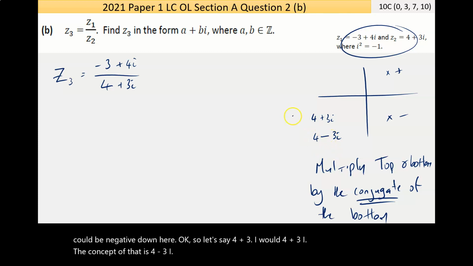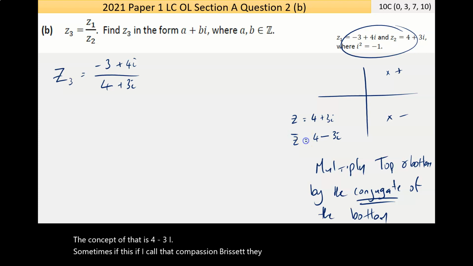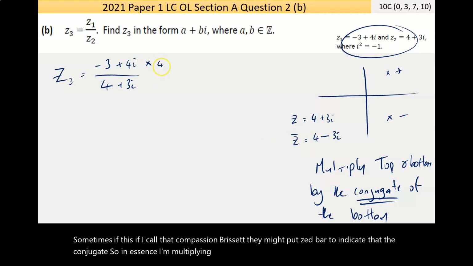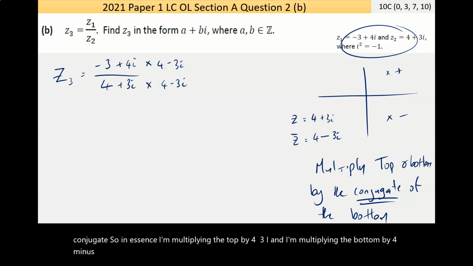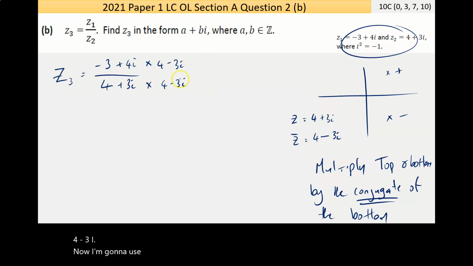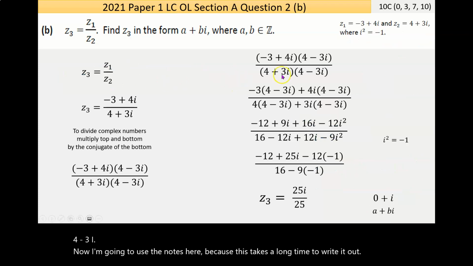Sometimes if I call that complex number z, they might put z bar to indicate that's a conjugate. So in essence, I'm multiplying the top by 4 minus 3i, and I'm multiplying the bottom by 4 minus 3i. Now, I'm going to use the notes here because this just takes an awful long time to write out. So I've expressed where I left off there.